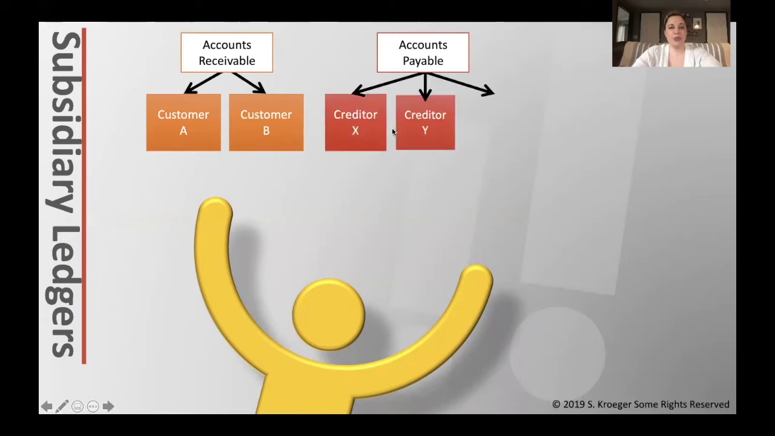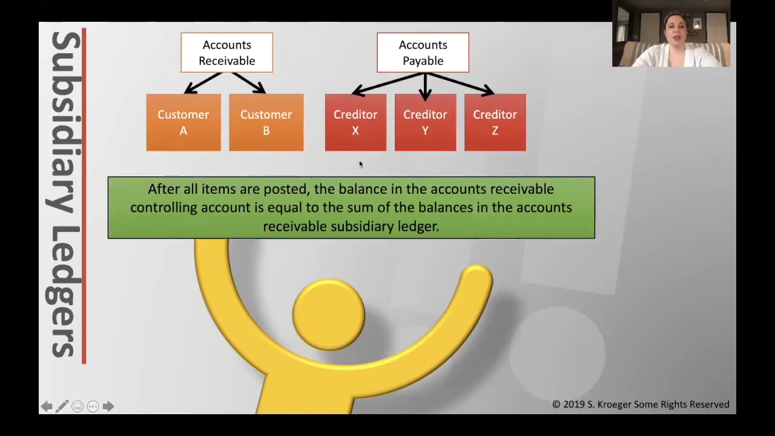Same thing is true for the accounts payable ledger. We have different creditors who we owe money to. We'll be putting in their balances all month long, and then at the end of the month, we'll update the main control accounts.